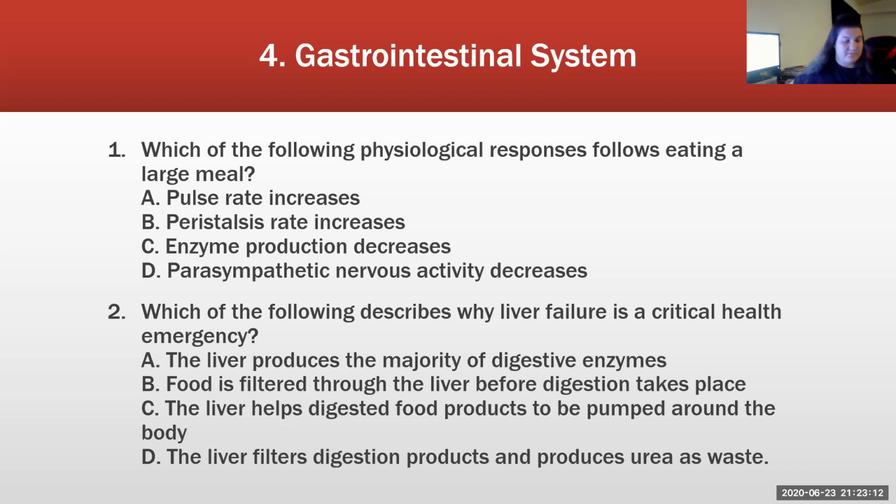The liver does not produce the majority of digestive enzymes. Food is not filtered through the liver before digestion takes place. And the liver is not involved in pumping food through the body at all. The liver just kind of sits there. It's our filtration system. So when the liver fails, the filtration system starts to fail. And that's not good. Moving on.